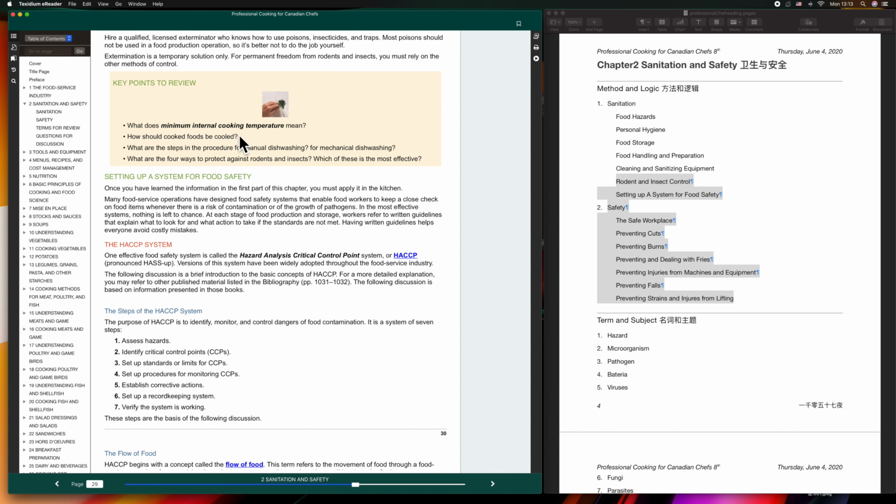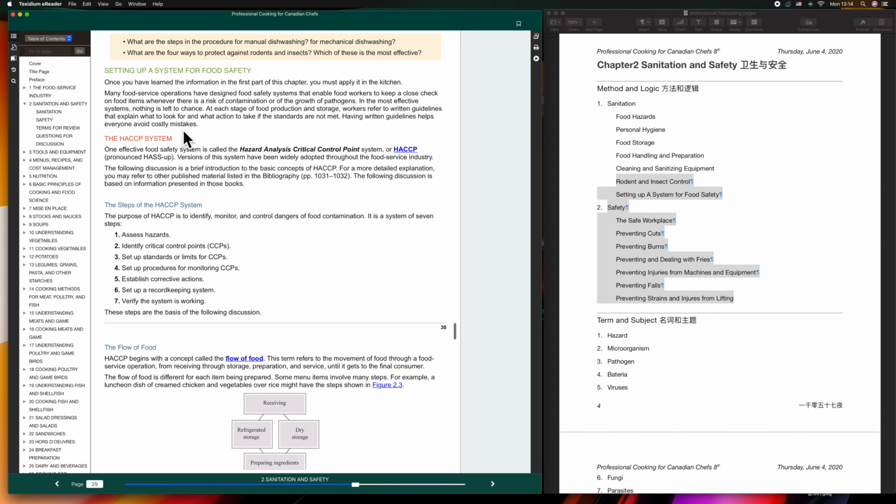What does minimum internal cooking temperature mean? 这个是最重要的概念，整个西餐里面最重要的一个概念就是 minimum internal cooking temperature。这个一定要记住。Number 2, how should cooked foods be cooled? 这也是常用的一个问题，就是你怎么给已经做好的食物降温。下一个，What are the steps in the procedure for manual dishwashing for mechanical dishwashing? What are the 4 ways to protect against rodents and insects? Which of these is the most effective?